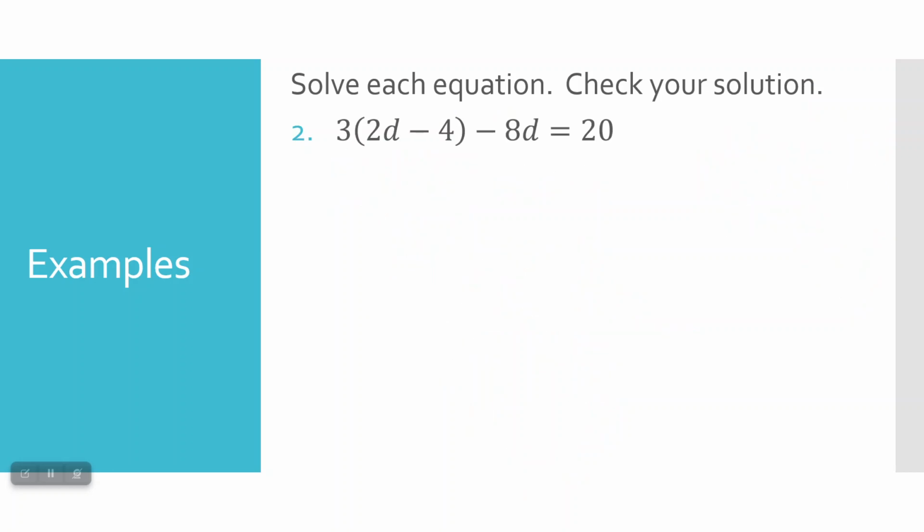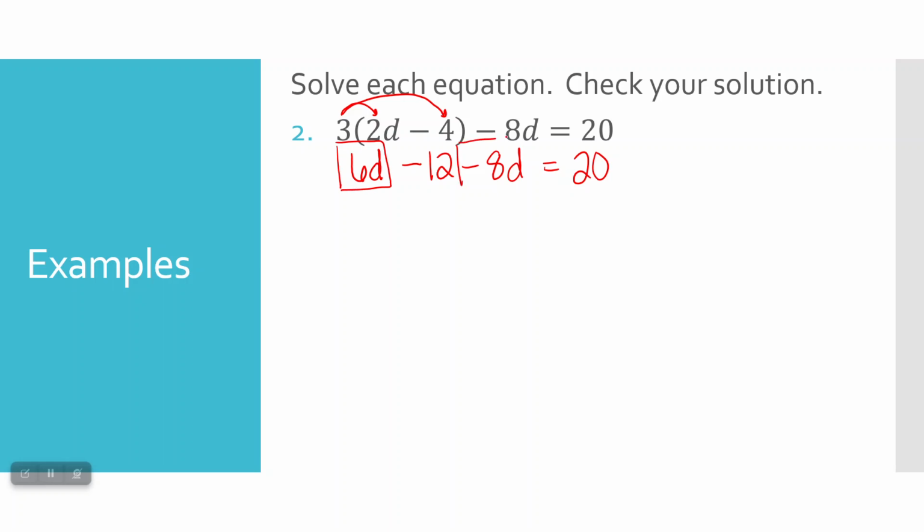Example 2 reads 3 times the quantity of 2d minus 4 minus 8d equals 20. So again, first we want to distribute. 3 times 2d is 6d, minus 3 times 4 is 12, and we're going to bring down the minus 8d equals 20. We want to combine like terms.